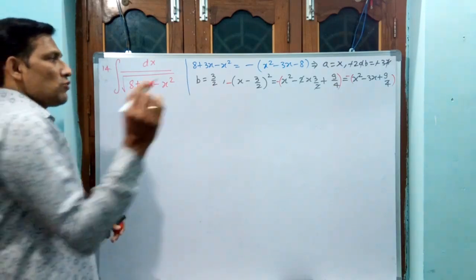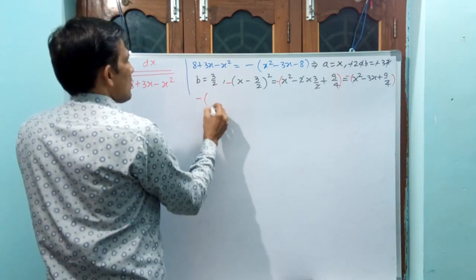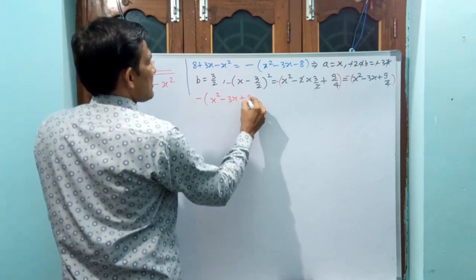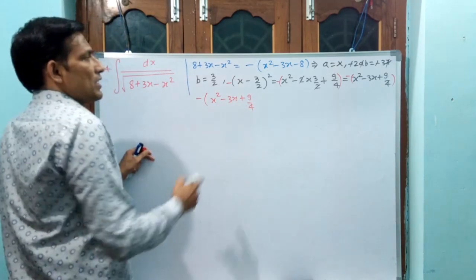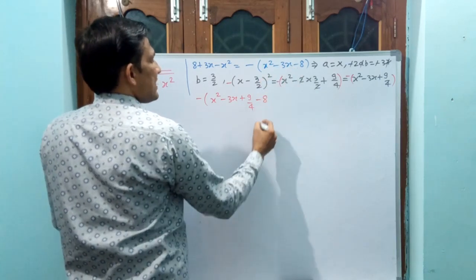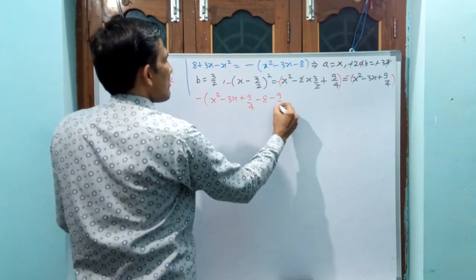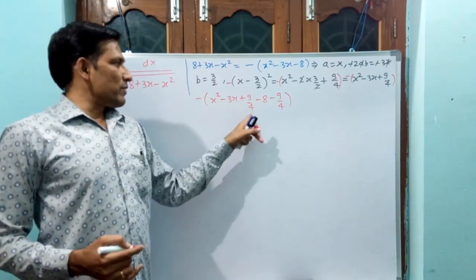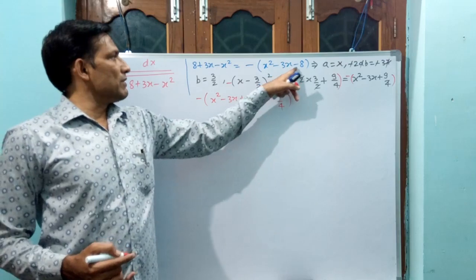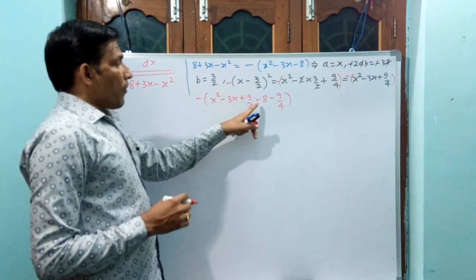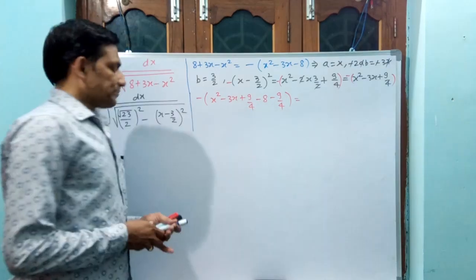Okay. Now you see how I am writing. Minus of x square minus 3x plus 9 by 4 has come, but it has to come minus 8. Then you write minus 8. Then to counter this, minus 9 by 4 you write. Why? Because you see plus 9 by 4 minus 9 by 4 is going to get cancelled. Minus 8 only will come. This you require.